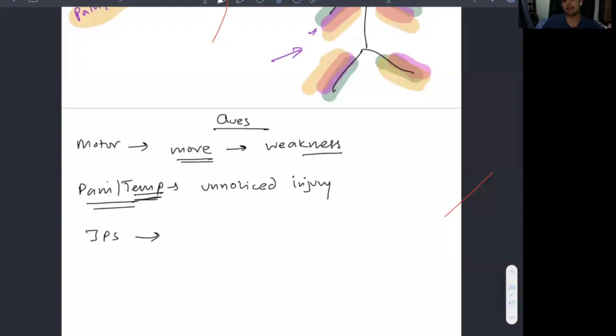If the patient is unable to feel temperature, he may lift up a hot cup of chai and not realize that his fingers are getting burnt. Or he may walk and stub his toe somewhere, and he may not even realize that he has stubbed his toe, and he will suddenly look down and realize that he's bleeding. So these are characteristic signs of loss of pain and temperature. Joint position sense, you ask about swaying or ataxia. And there is something called wash basin ataxia.